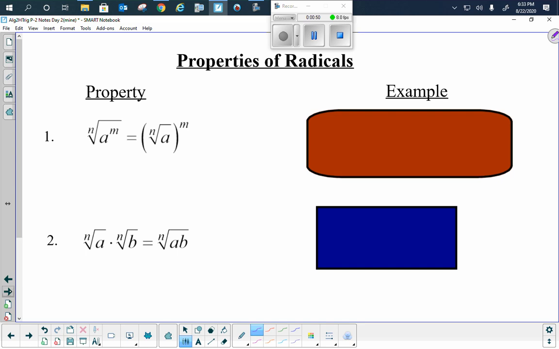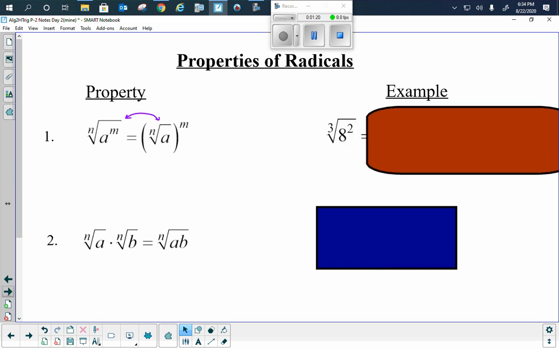Properties of radicals. This first one, if you're doing the nth root of a to the m power, you need to know that that's also equivalent to the nth root of a first. So these are the same. But the important part is, you could do the nth root of a first and then raise it to the m. So you really want to think about what's easiest for your situation. Think about what would be the easiest if I did not have a calculator. That's what I usually try to think for myself.